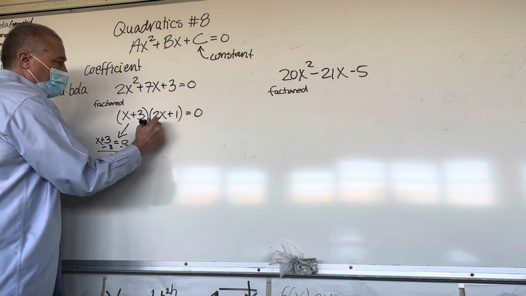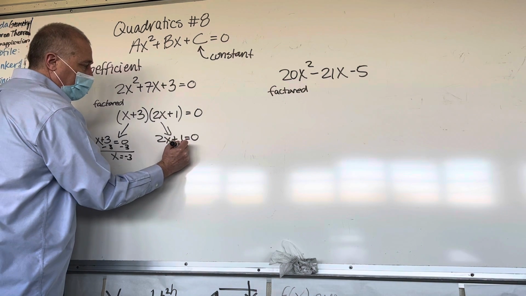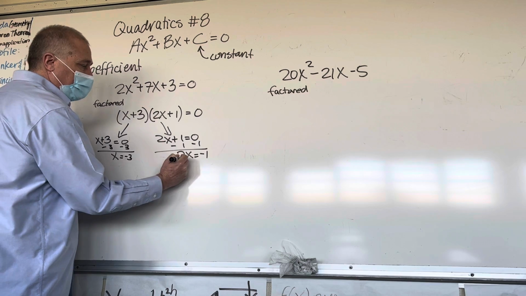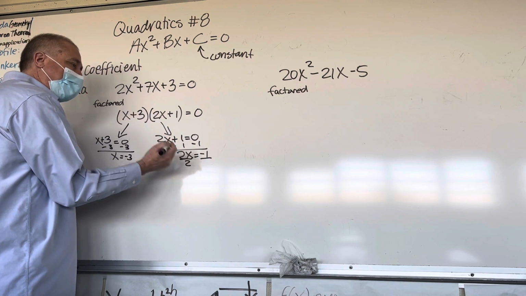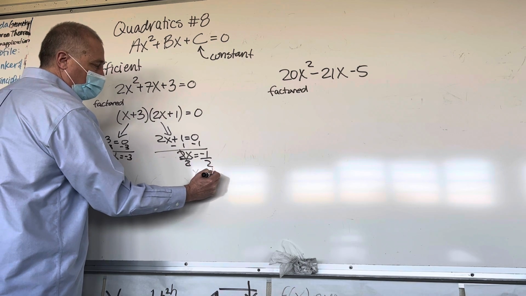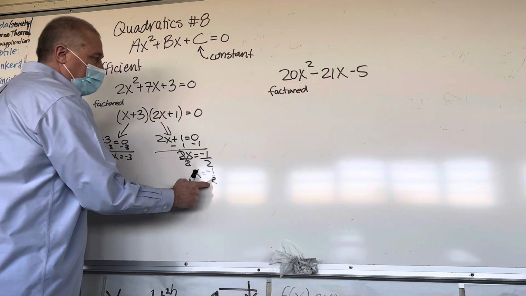What's the second one here? We're going to put 2x plus 1 equal to 0. Subtract the 1 from both sides, and now 2x equals minus 1. Divide both sides by 2. We now have a 2-step equation to solve, and x equals minus 1/2. So we have 2 roots here, negative 3 and negative 1/2.